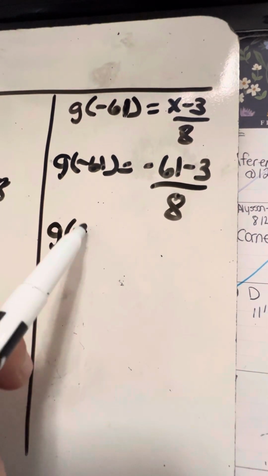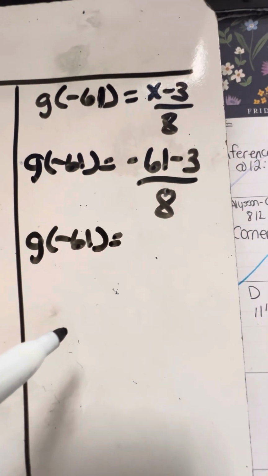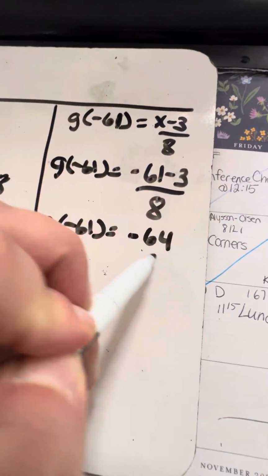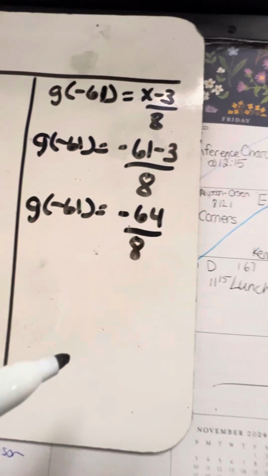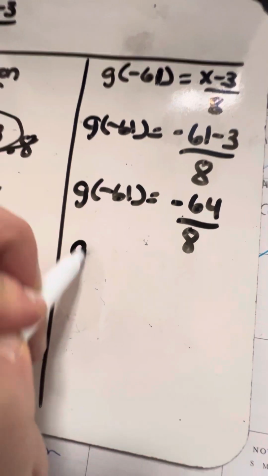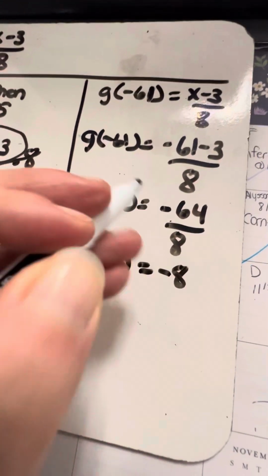So the first thing I'm going to have here is our negative 61 minus 3, which is negative 64. And then we're going to divide that number by 8. And when I do that, I end up with a negative 8. So g of negative 61 is equal to a negative 8.